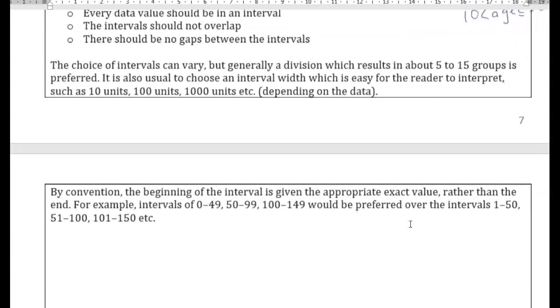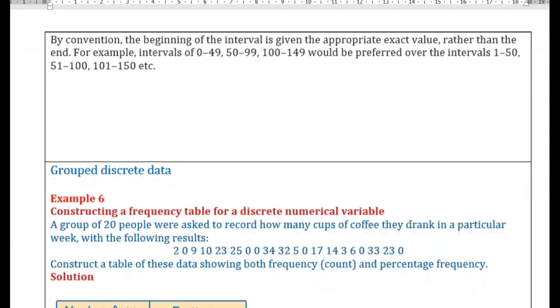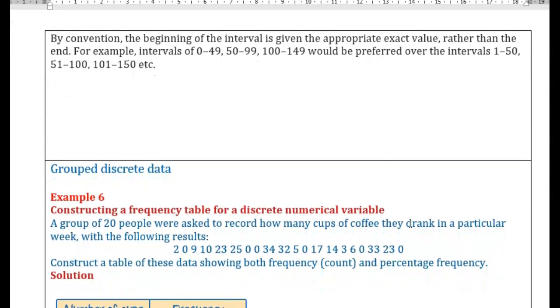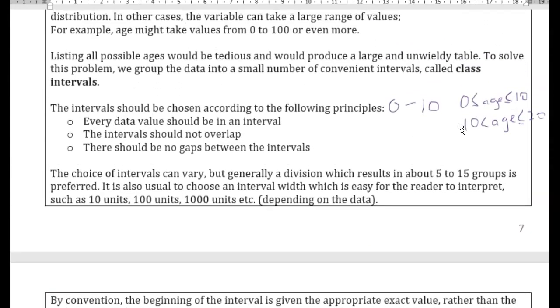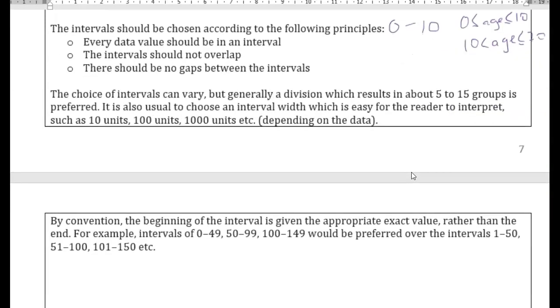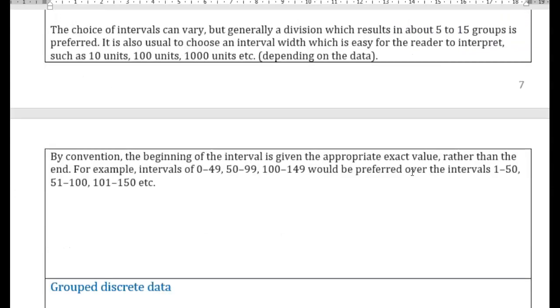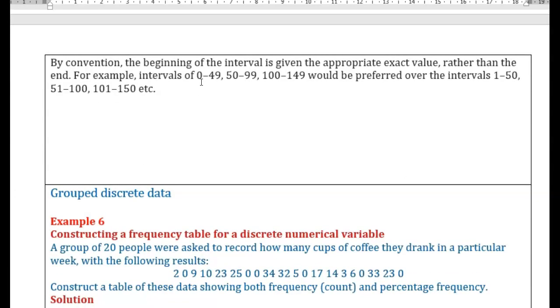Okay, let's move on. By convention, the beginning of the interval is given by the appropriate exact value rather than the end. For example, intervals of 0 to 49, 50 to 99, 100 to 149 would be preferred over the intervals 1 to 50, 51 to 100, and so on. Even though I gave that example there, that was just explaining what was happening. But as you can see here, it's preferred if it's done this way. Okay.